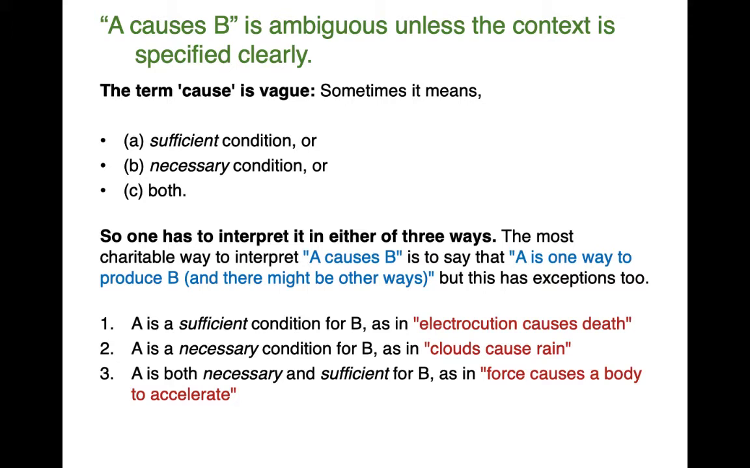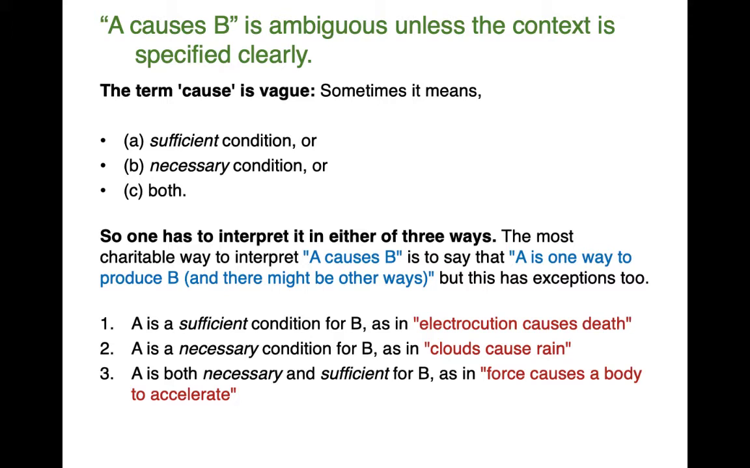A is a necessary condition for B. Here the term necessary is a way of saying that A is essential for B to happen. That is, without A, you can't get B. So we say clouds cause rain. You never get rain without clouds.